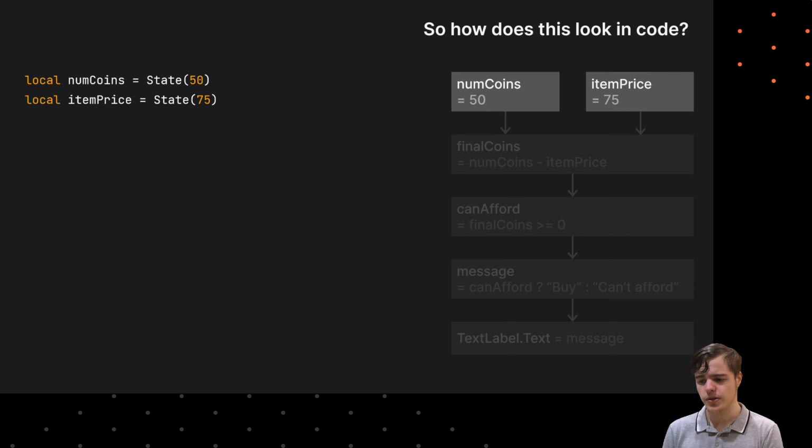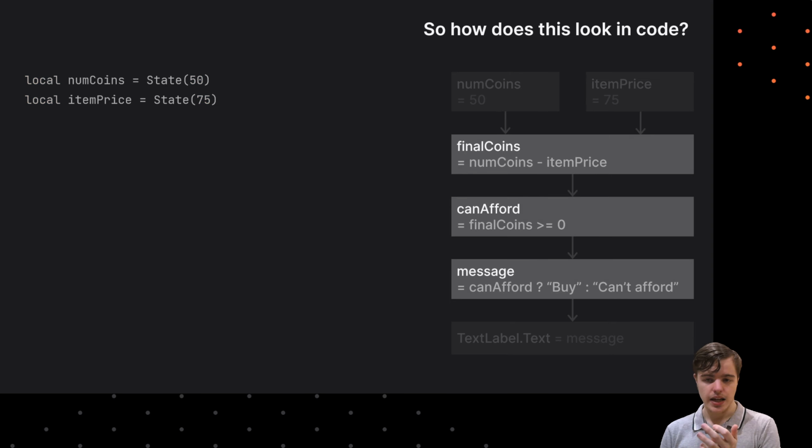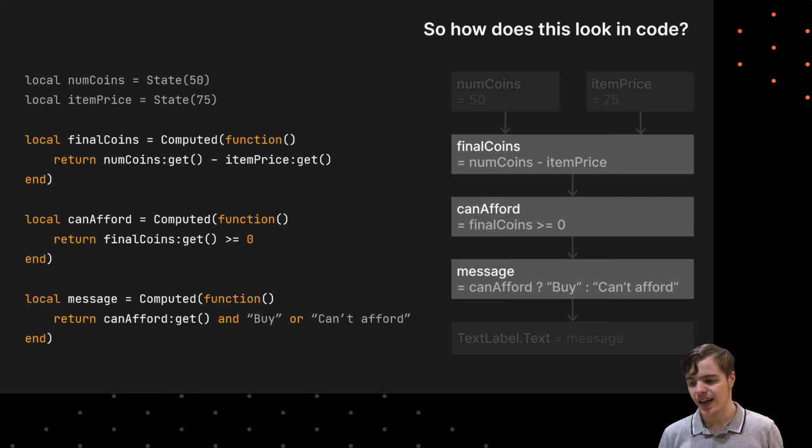Now let's move on to our computations: final coins, can afford, and message. To represent these, Fusion uses computed objects, and they use a callback to run a computation on your other objects. I'd like to invite you to cross-reference between the code and the diagram here. It should be relatively intuitive what's happening. The functions are just returning the values of the variables, and we're just calculating the values of the variables using the values of other variables, rather intuitively.